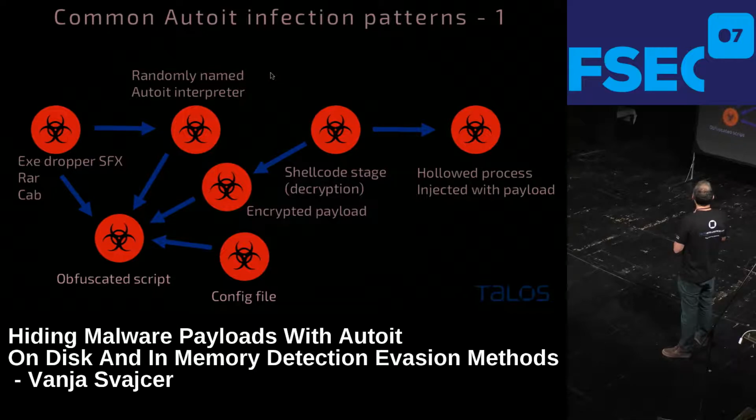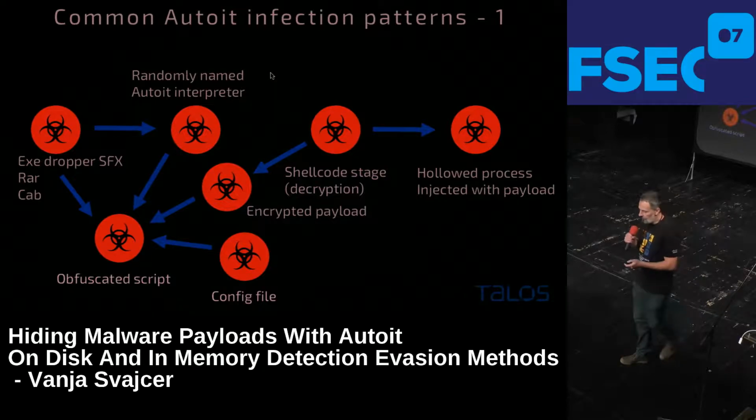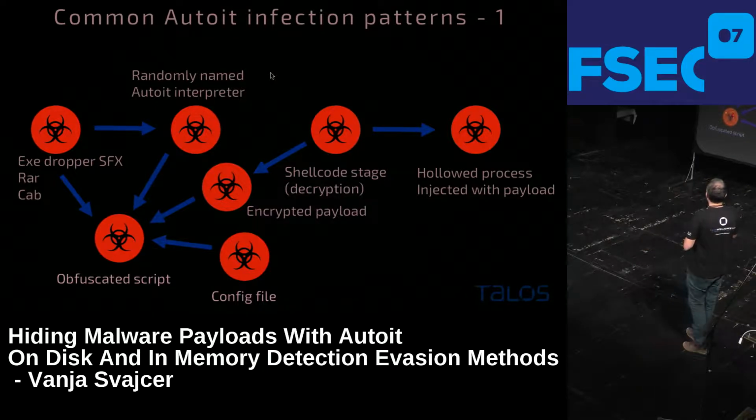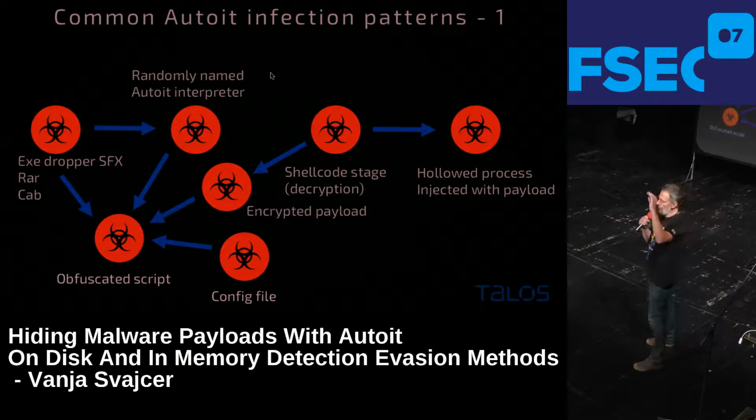Generally, what they do is create a randomly named standard AutoIt interpreter. They drop that, and they drop several other files onto the disk. One of the files will be an obfuscated script, which is then used as a parameter for the AutoIt interpreter. And then we also generally have the encrypted PE payload, which, using the input from the obfuscated script, is decrypted by the shellcode stage that runs within the process space of the AutoIt interpreter.